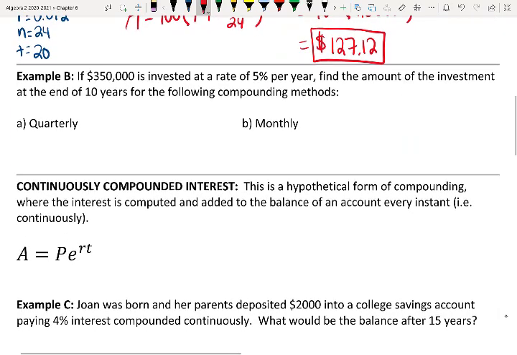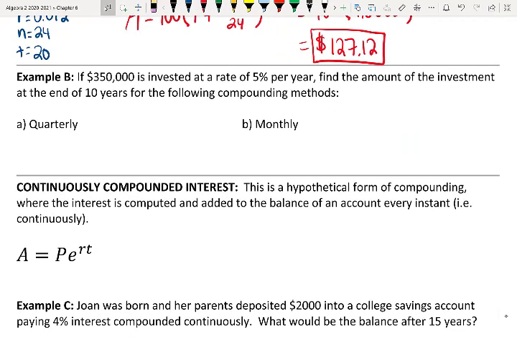So next, for example B, we're going to take a look at how that compounding rate impacts how much money I make. So in this problem, we're comparing these two different options. We're starting with the same investment, $350,000. We're given the same interest rate. We're earning 5% over the year, and we're going to leave it in there for the same amount of time, 10 years. It's just that we're going to be compounding interest more often or less often, depending on which of these two options we're dealing with.